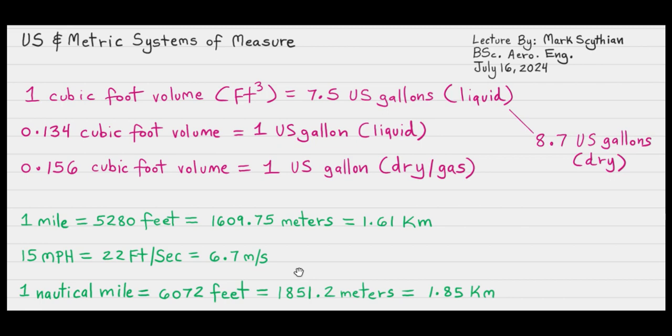1 nautical mile or a knot is 15% longer than a normal or statute mile. So 6072 feet is 1 nautical mile. This is 1851.2 meters or 1.85 kilometers.